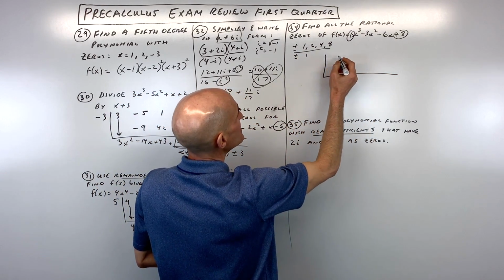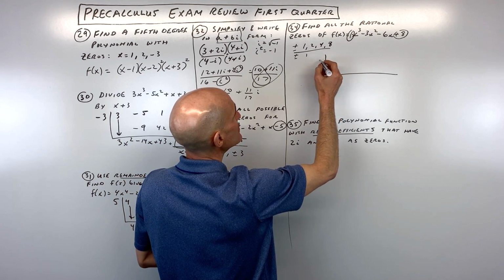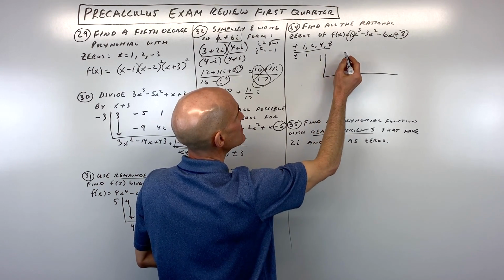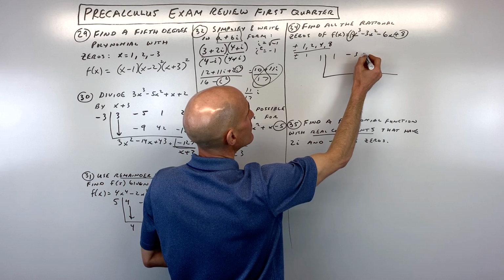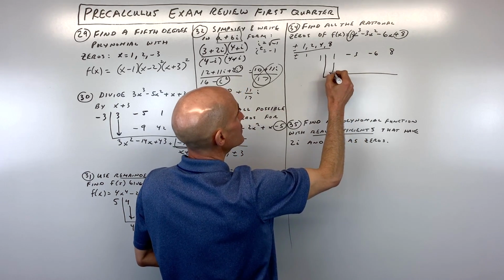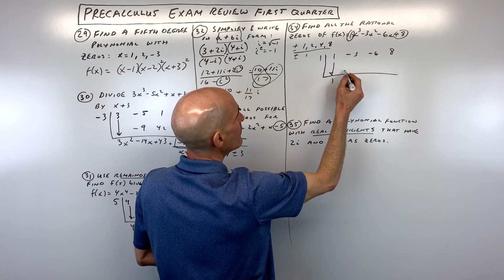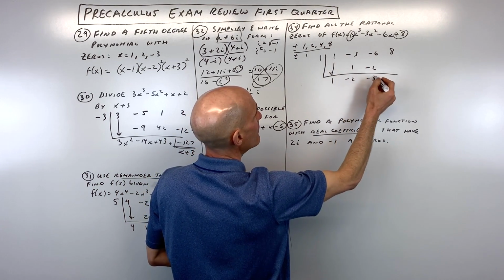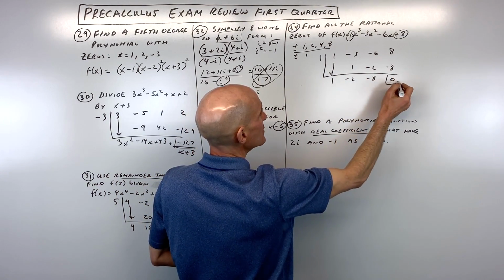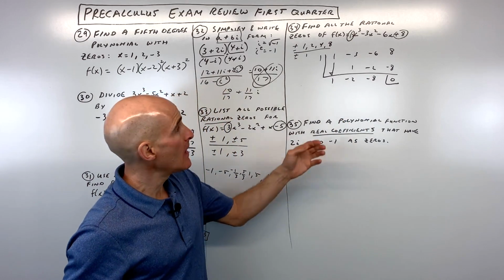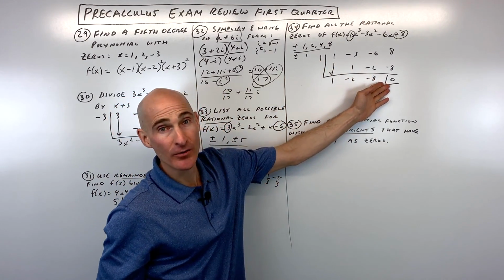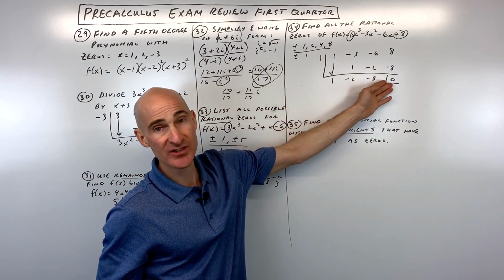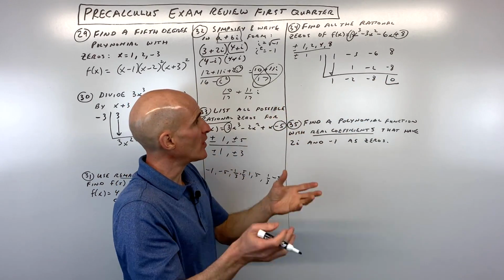But what we're going to do is test them out using synthetic division. So let's just say if we wanted to see if 1 was a 0, we're going to take the coefficients of our polynomial and just do the synthetic division. So bring down 1, multiply on the diagonal, add straight down, multiply on the diagonal, add straight down, multiply on the diagonal, add straight down. Now notice how we got 0 remainder. That tells us that 1 is a 0, meaning that 1 is an x-intercept, okay? And x minus 1 is a factor.